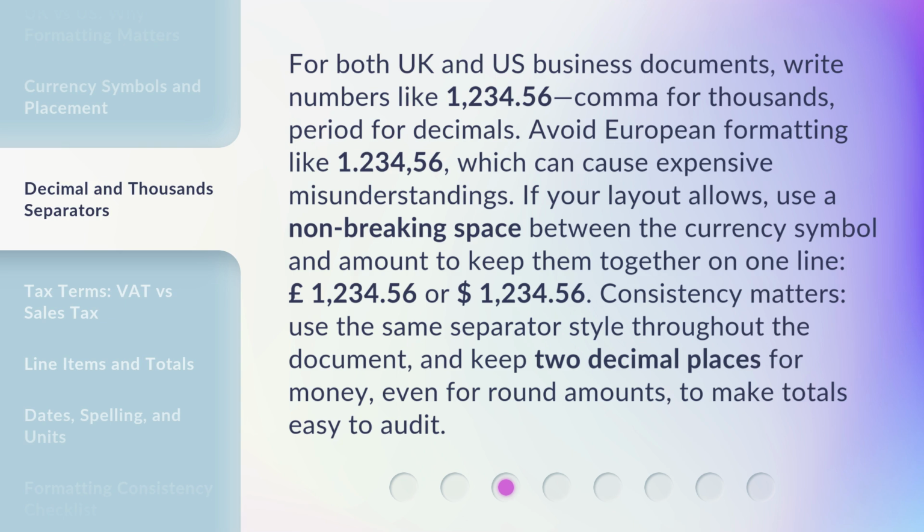If your layout allows, use a non-breaking space between the currency symbol and amount to keep them together on one line. £1,234.56, or $1,234.56. Consistency matters. Use the same separator style throughout the document and keep 2 decimal places for money, even for round amounts, to make totals easy to audit.